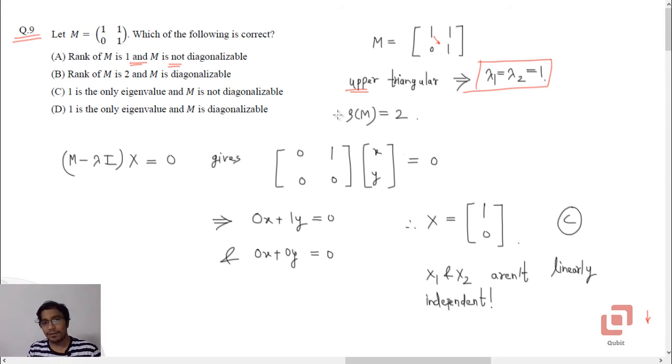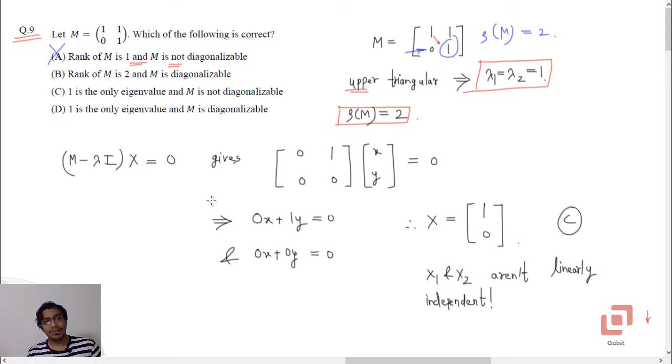Secondly, this is already in the form through which we can determine the rank. Rank of M is 2, because no matter how hard you try, you cannot make this 1 0 without disturbing this. So the clear indication is the rank of our matrix is 2. So A is definitely not right because the first part of it is wrong. So it is going to be either option B or one of the options from C and D.